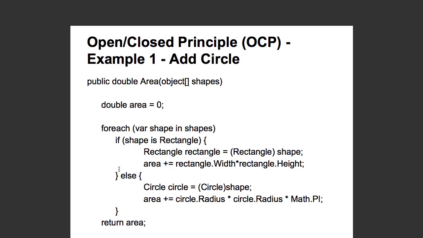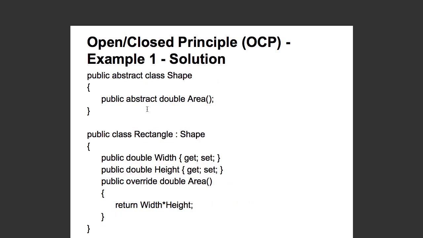All the logic would be centralized in this specific piece of code. So whenever I add a new object, I would have to start modifying all the code which is present in the area method. Now, what would be a better solution? The better solution would be allowing each of the shapes to define their own area methods.